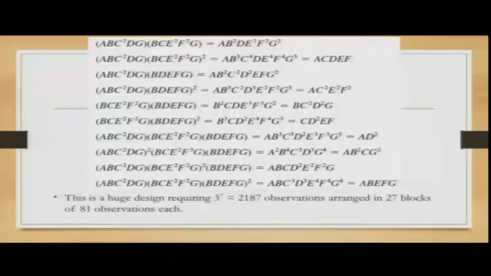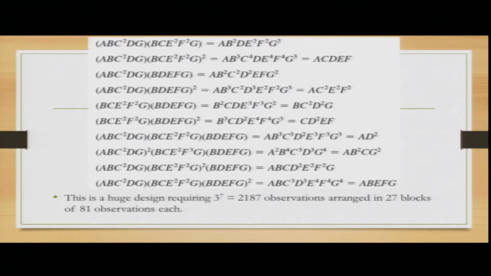So, it is AB C square D G into B C E square F square G, and if you continue accordingly and do the calculations, it comes out to be AB square. So, A and D are at order 1, B, E, F, G are order 2, depending on the level of significance. If you consider accordingly, I am just using the last one, so it would be ABEFG.